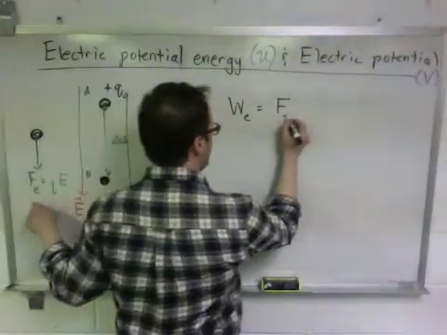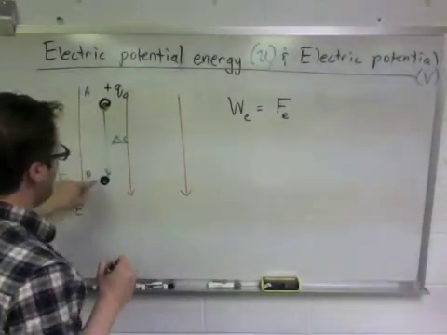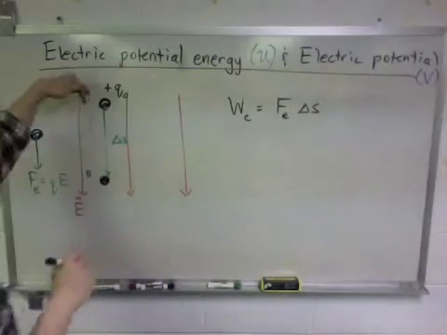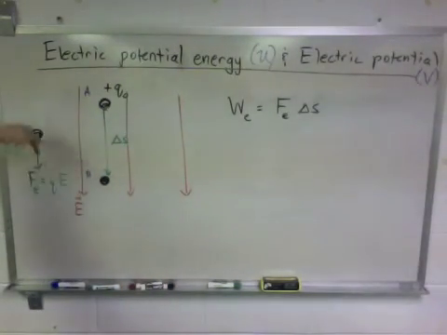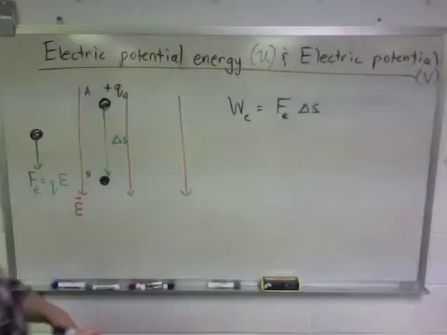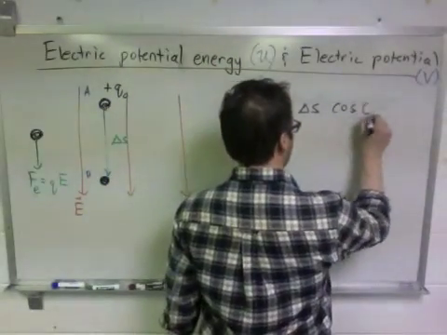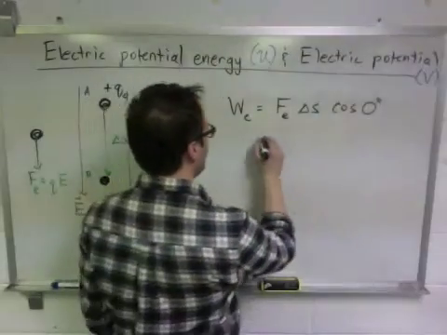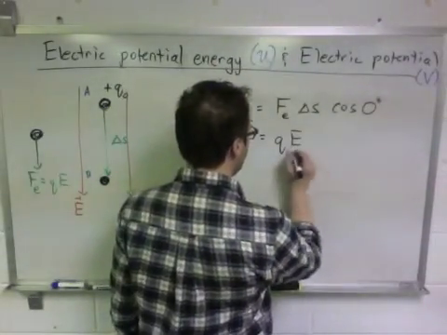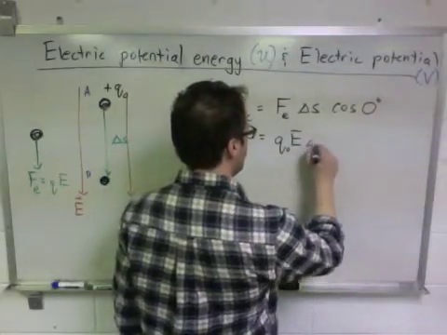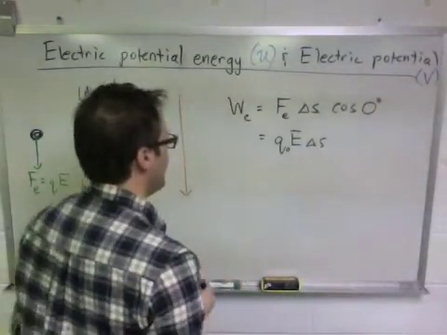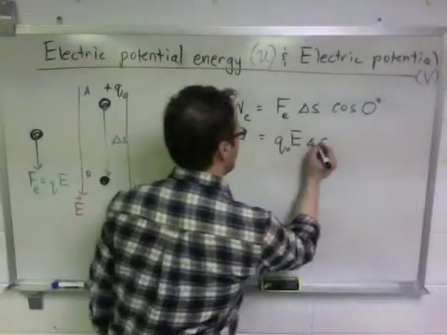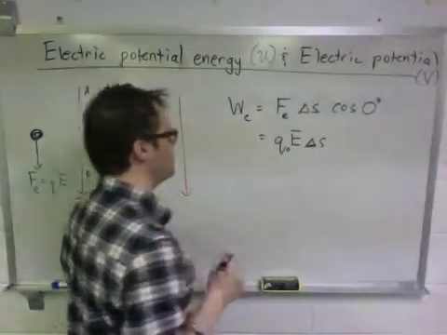In this case, F sub E, and the displacement is delta S, and the angle between the displacement, which is down, and the electric force, which is also down, is again 0 degrees. So you can see this is completely analogous to what I was doing before. And since F sub E is Q times E, in this case Q0 times E, I can multiply that by delta S, and I've got the work done by the electric force over the course of this journey.